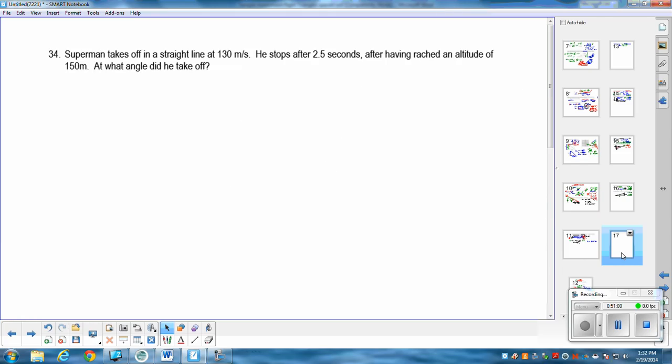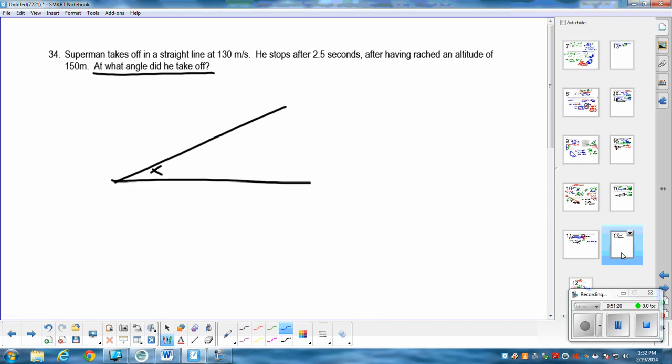Last problem. Superman takes off in a straight line. What angle did he take off? Which means he's not taking off directly vertical. He is taking off at an angle. And that is the angle we would like to know. That doesn't look like Superman, but let's pretend it does.